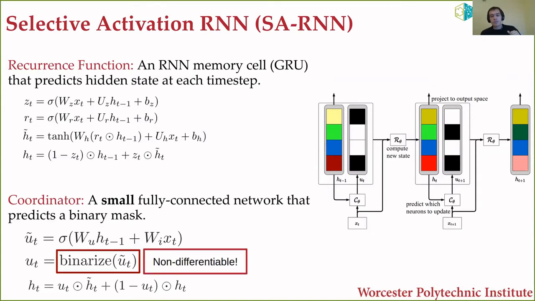The key component of the coordinator is that in order to make the decisions actually binary, either update or don't update, or 0 or 1, we have to use some sort of a binarization function. There's lots of different ways to do that. In this work, we use thresholding, which is by nature non-differentiable. And so as discussed further in the paper, we use gradient estimation techniques to actually make this work with backpropagation. And then ultimately at the end, we only update the proper dimensions of the hidden state.